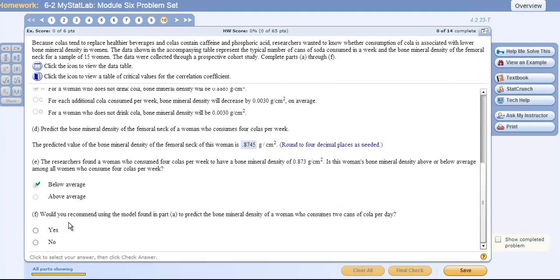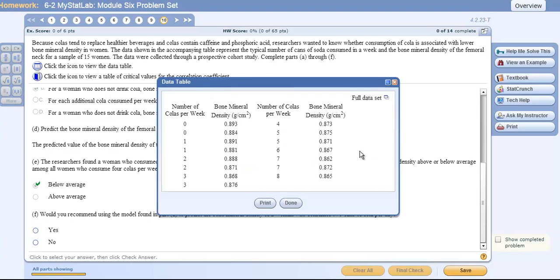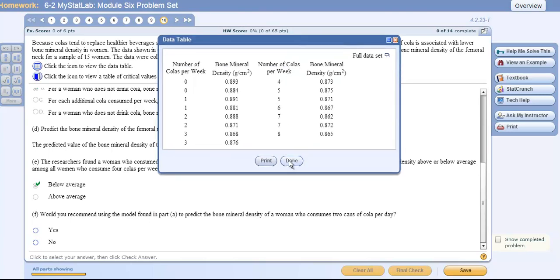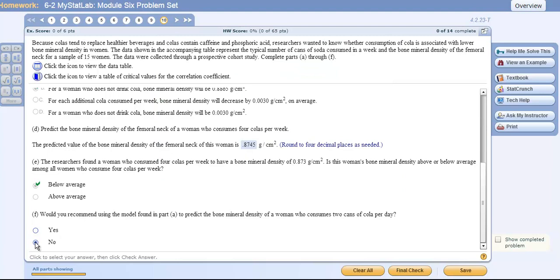Good. And would you recommend using the model found in Part A to predict the bone mineral density of a woman who consumes 2 cans of cola per day? Okay, so right here they're asking for 2 cans per day, and our explanatory variable is in weeks. So 2 per day would be 14 per week. And you can see we only go up to 8 per week. So the model would not be recommended. So let's click no and see what it says.